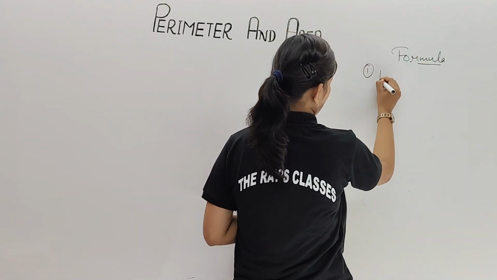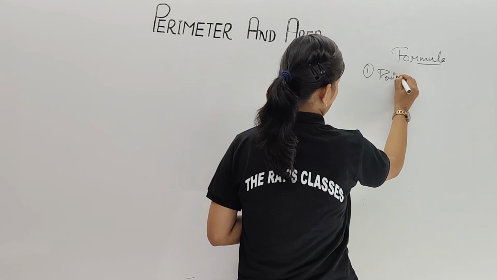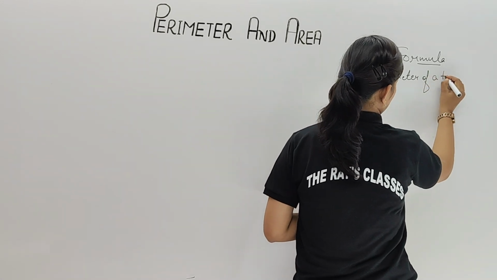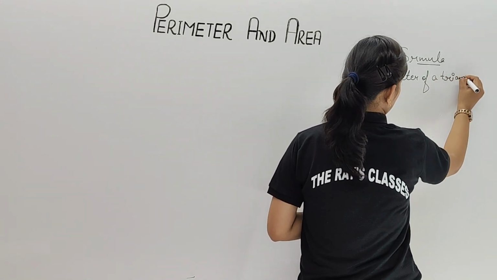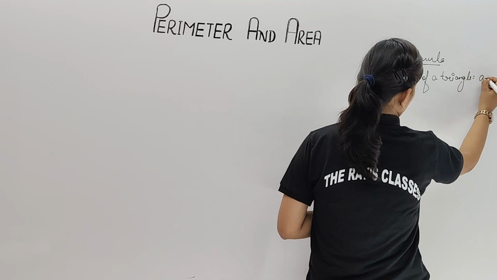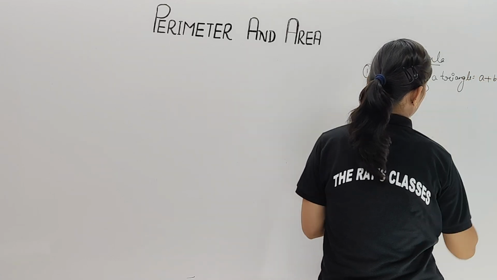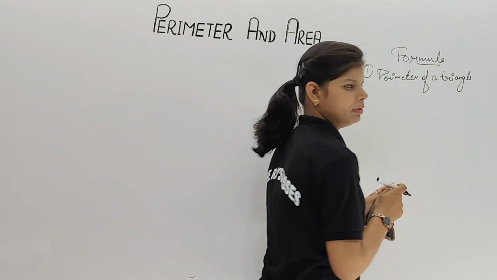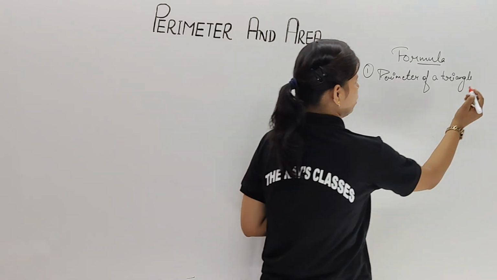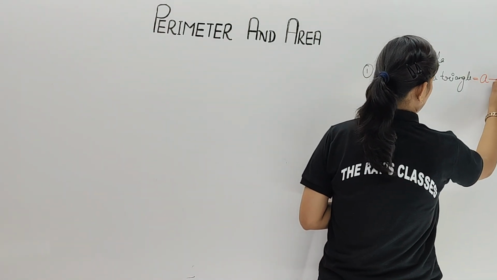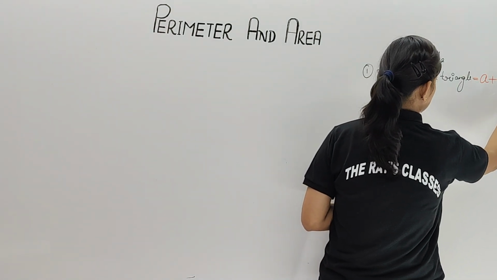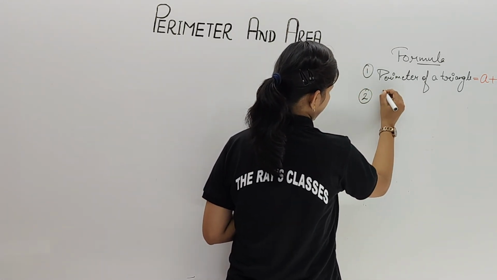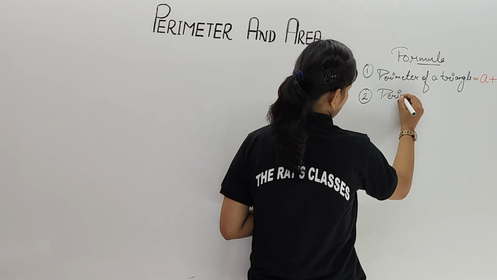First will be perimeter of a triangle equal to A plus B plus C, or you can write with another color also to identify this one. Perimeter of rectangle equal to what? Equal to A plus B plus C. Clear, no? Next we are going to write perimeter of square.